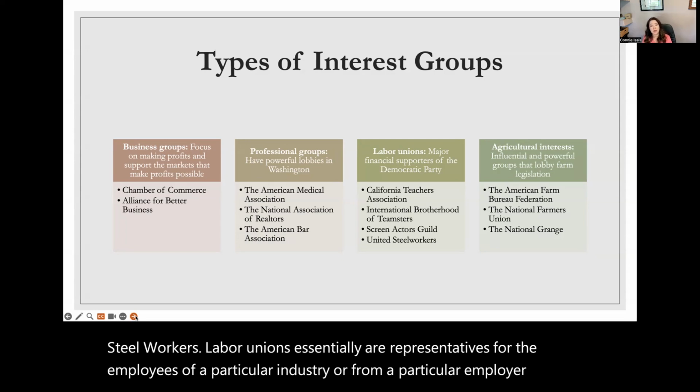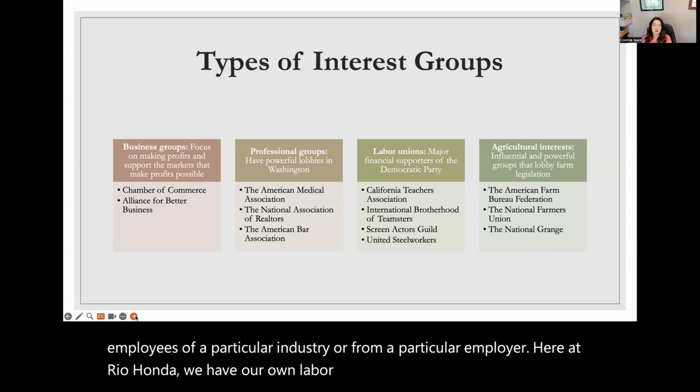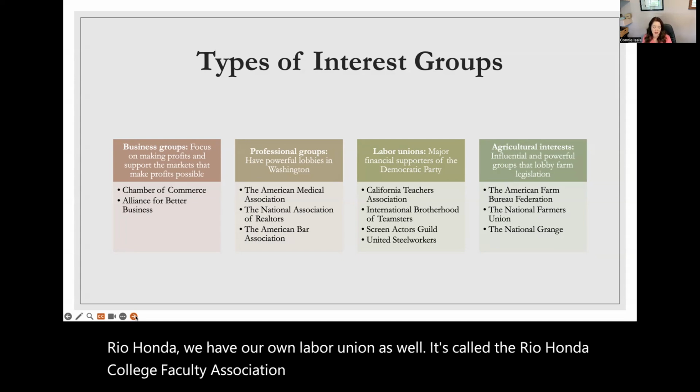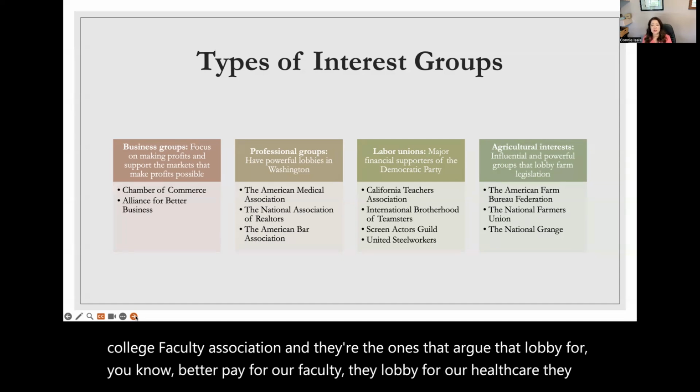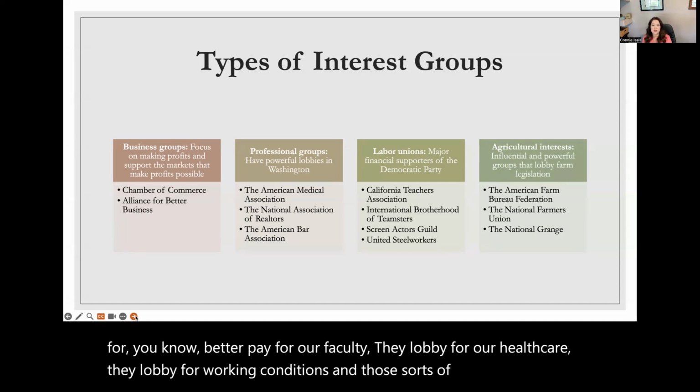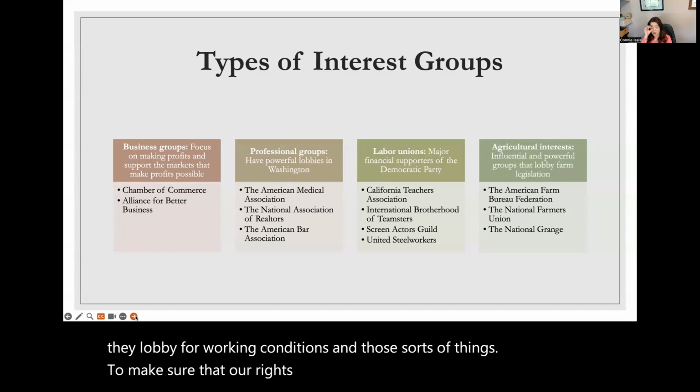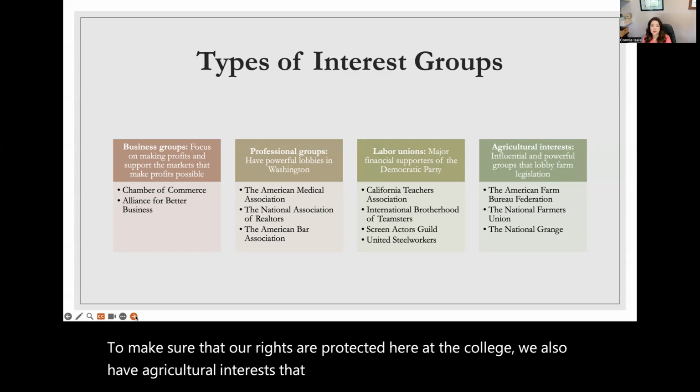Here at Rio Hondo, we have our own labor union as well. It's called the Rio Hondo College Faculty Association, and they're the ones that lobby for better pay for our faculty. They lobby for our health care. They lobby for working conditions and those sorts of things to make sure that our rights are protected here at the college. We also have agricultural interests that act as interest groups.